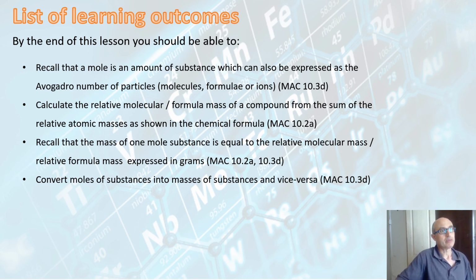Finally, you will be able to convert moles of substances, so for example a mole of magnesium, into the mass of a substance. This is related to the third learning outcome. If I have a mole of magnesium, you will know that it will weigh 24 grams, and vice versa. If I have 24 grams of magnesium, it is a mole of magnesium. If I have 48 grams of magnesium, it has to be 2 moles of magnesium atoms. Let's now go on to the next slide.